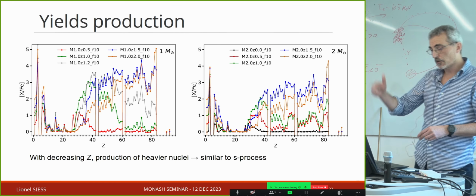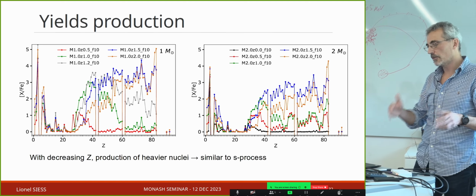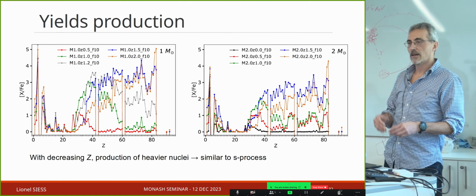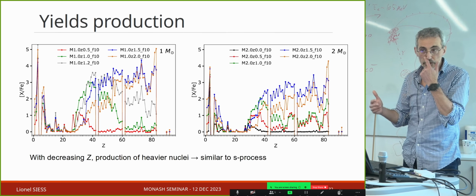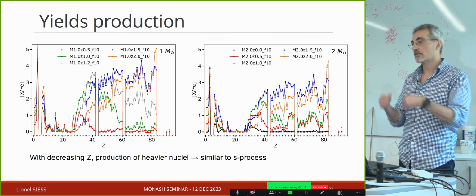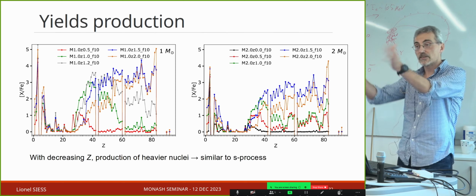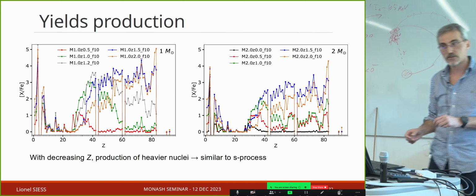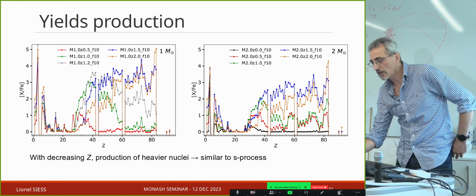Of course, because we run those grids of models with different masses and different metallicities, we can determine what we call the yield. So it's the amount of elements that is released by one star in the interstellar medium. And the composition is shown here.